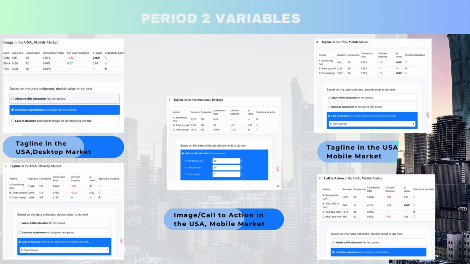And the tagline in the international desktop side, we keep our eyes on it. And the tagline in the US mobile market, we lock our decision. So a lot of people shopping to treat themselves. And for the call to action and tag image, we choose to continue our experiment. And we do some adjustment based on the collected data for the tagline in the international desktop.